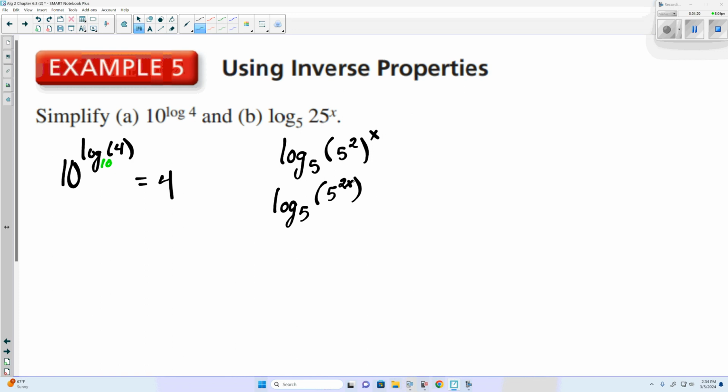And what would that be? Because these match, yes? So what's left? Oh, 2x. Log base 5 of 5 to the 2x would be 2x. Questions on this here? Questions on any of this so far?